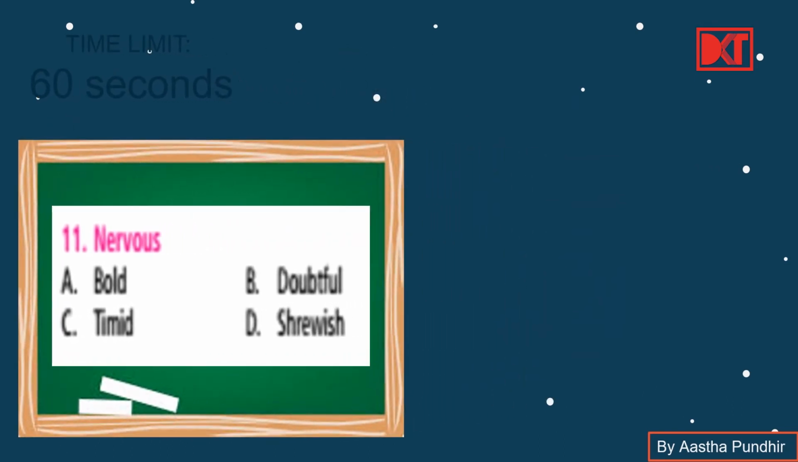Next word is nervous. Here the options we have are bold, doubtful, timid and shrewish. Now nervous, this is pretty easy, can be the antonym of bold. Nervous is feeling a little bit tense and hesitant, whereas bold is feeling strong and not nervous at all. Okay, the other words like doubtful and timid could be synonyms of nervous. Shrewish actually means, generally used for women, bad tempered. Okay.